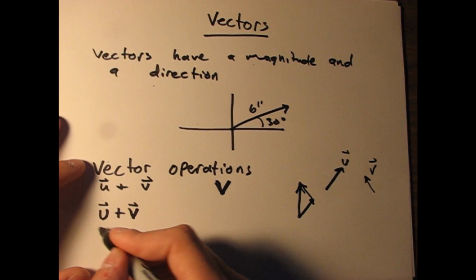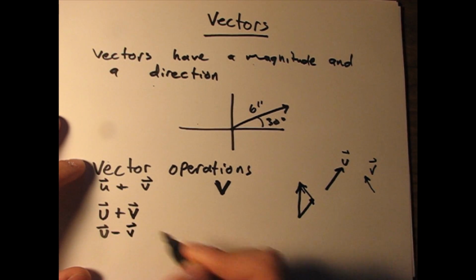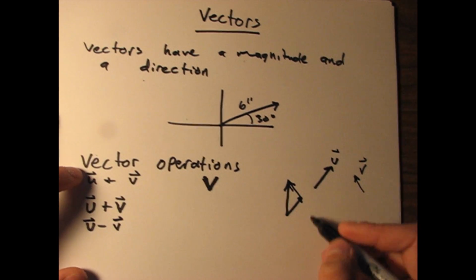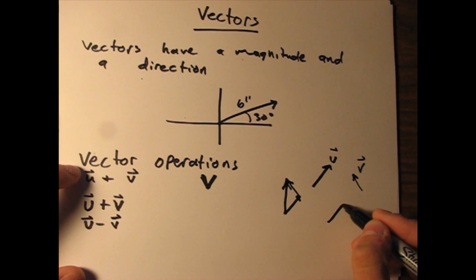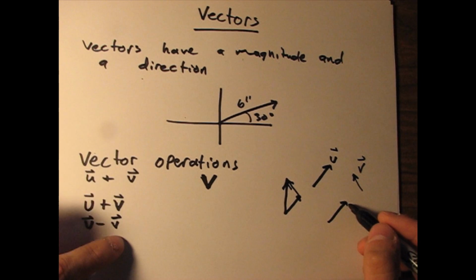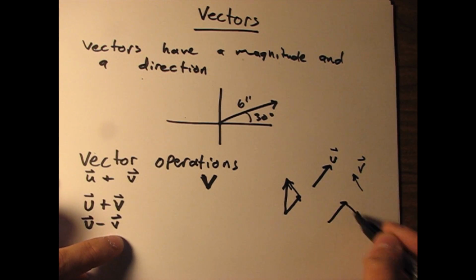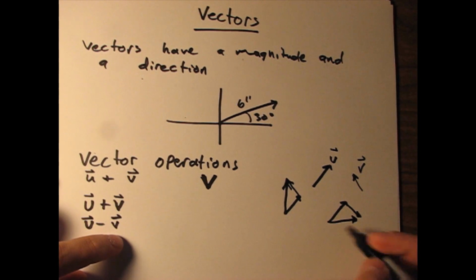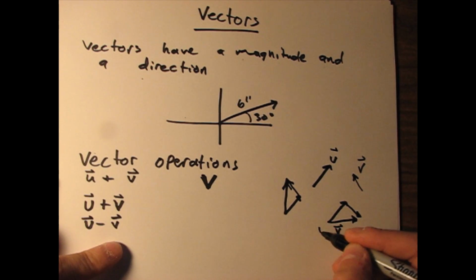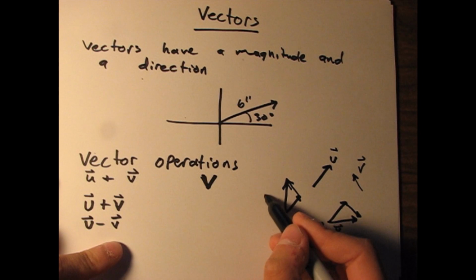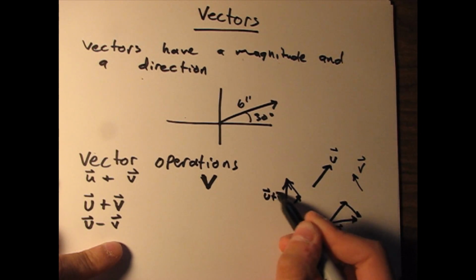What about subtracting them? Well, that just flips the direction of the second vector here. It's still pointed in the same way, just opposite. So that would be u minus v. This is u plus v.